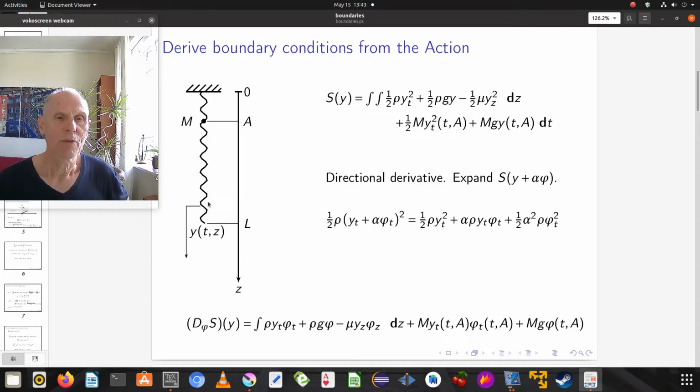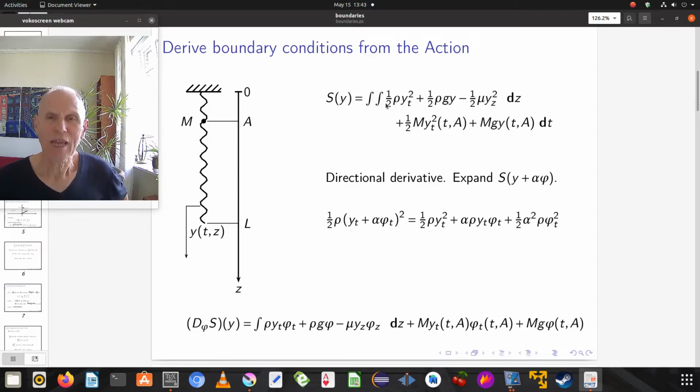And if we set it swinging, let's just turn on gravitation, then some extension will occur and we count downwards positive. That may be counterintuitive, but it was simpler for me this time.